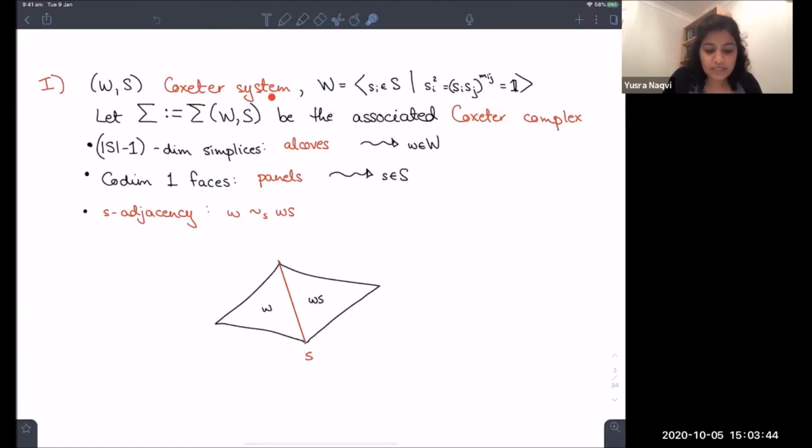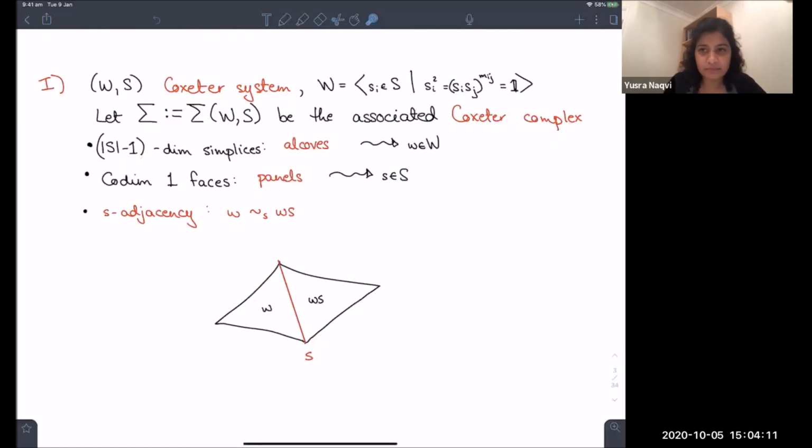Okay, so we're starting with the Coxeter system, which is, roughly a Weyl group or Coxeter group with some specific set of generators S. And for this talk, I'm going to be thinking of all of my Coxeter systems in terms of a Coxeter complex. A Coxeter complex is an n-1 dimensional simplex where n is the size of my generating set. And my top dimensional simplices I'll call alcoves.